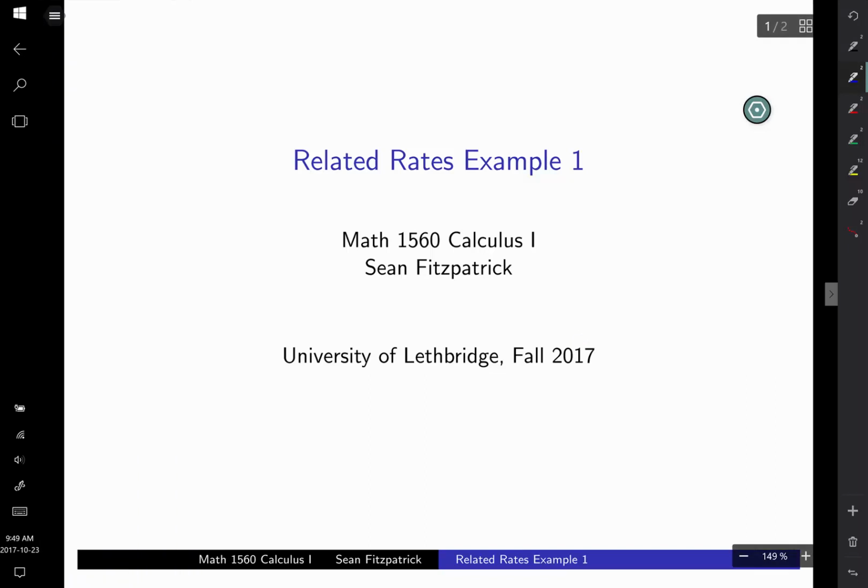Okay, so here's our first related rates example for Math 1560 Calculus 1 at U of L for fall 2017. We'll do a couple examples in the videos, and then we're going to do several more examples in class, as many examples as we have time for in class.